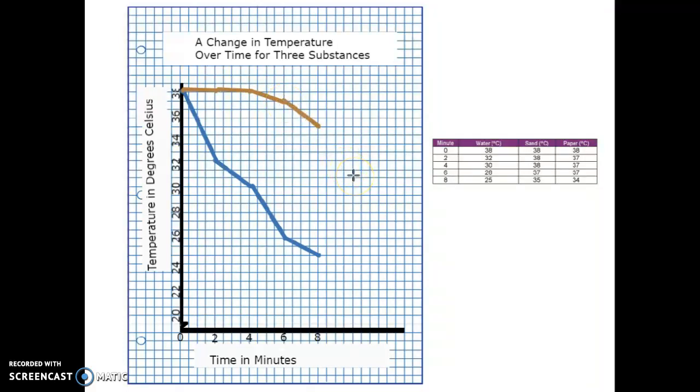So you would continue this for also the paper material, but this gives you an idea of how to create a line graph. Hopefully that was helpful for you.